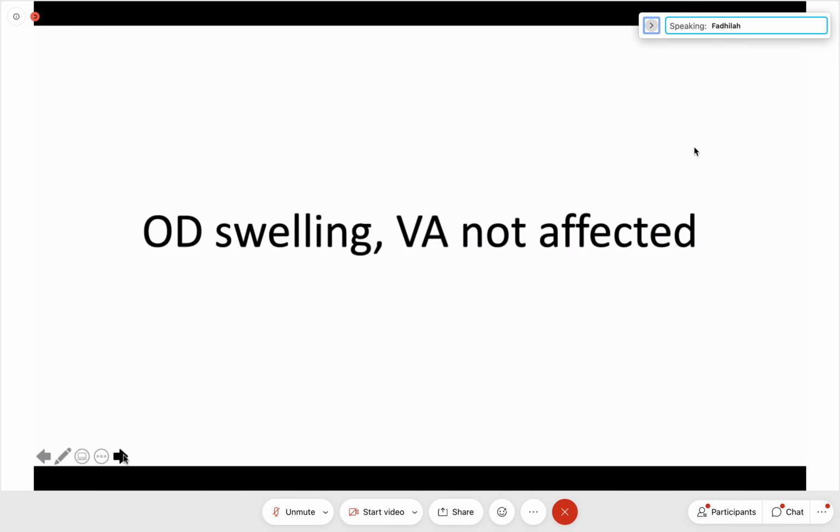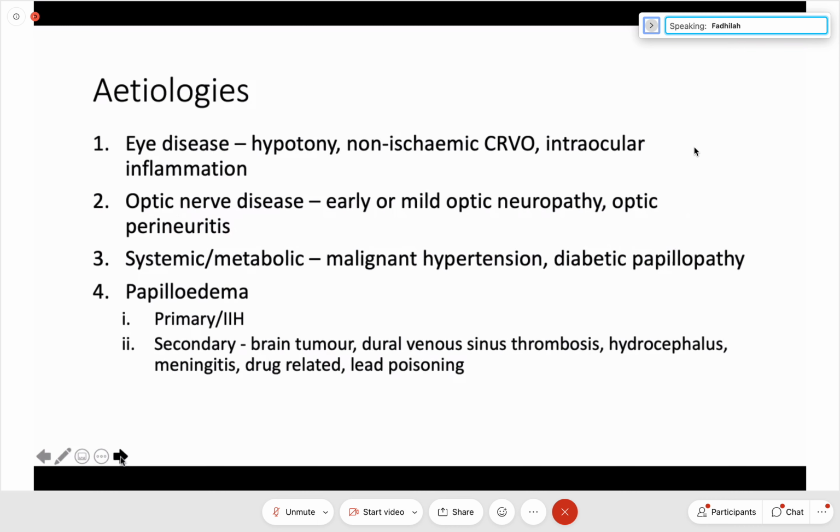The first group I showed you just now, optic swelling where the vision is not affected, is our main topic today. Under this, there will be papilloedema, which I'm going to talk more about later. Now, what are the etiologies of optic swelling where the vision is not affected?